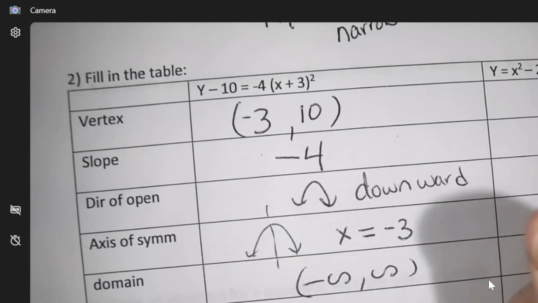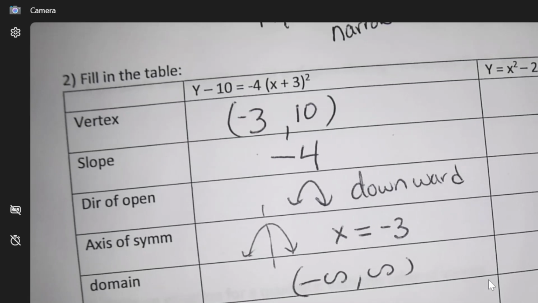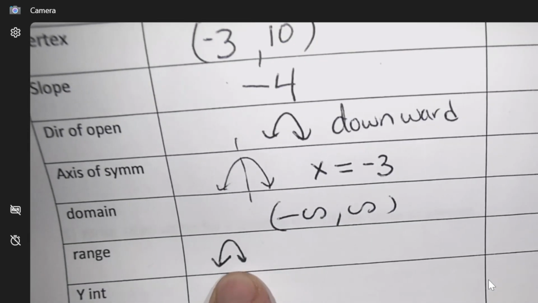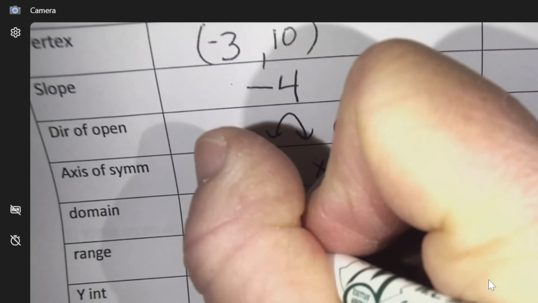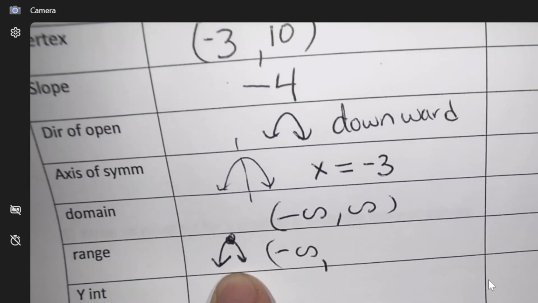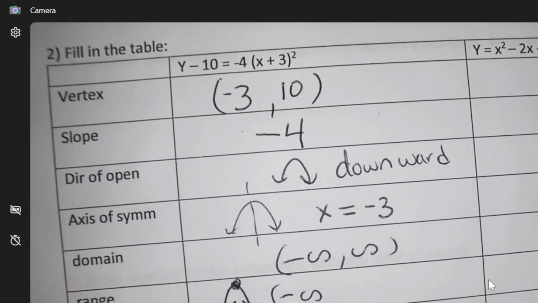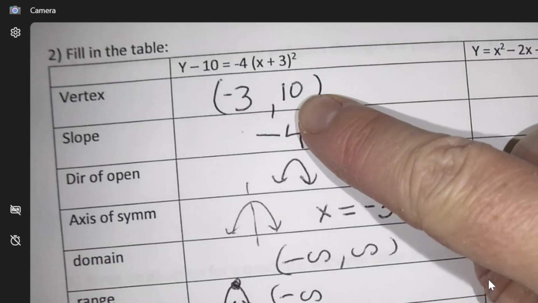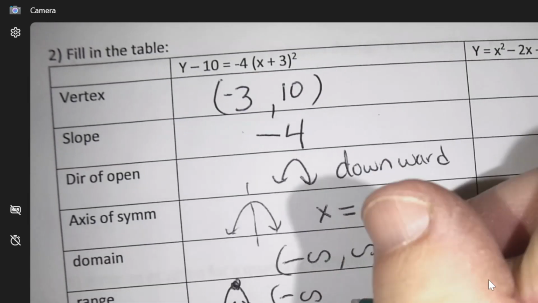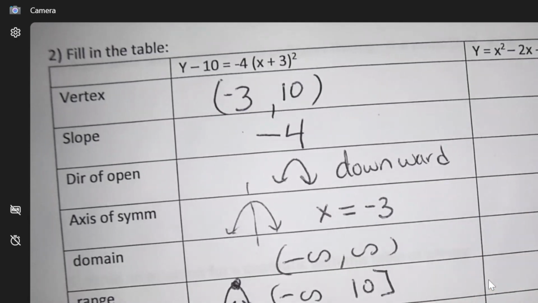Range, so in this direction the low is negative infinity to the top height of, and I find that the height of the vertex is 10. Do you notice that I have square brackets on that one, but not the other ones? Because it's an exact, it hits.